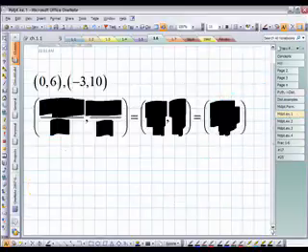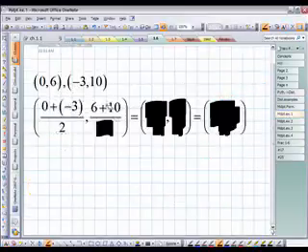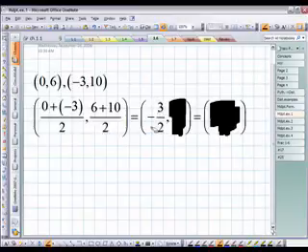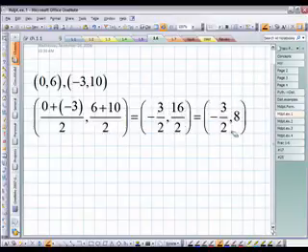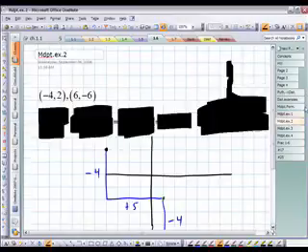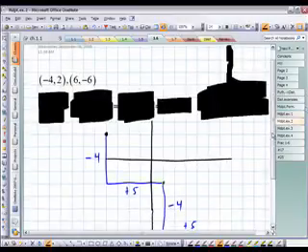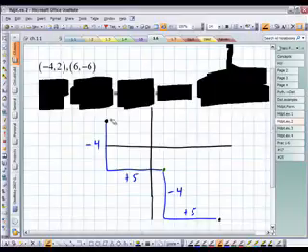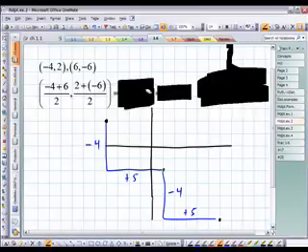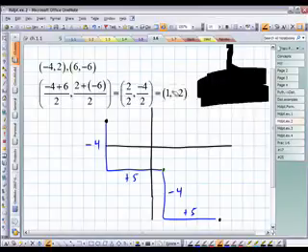Okay, so 0, negative 6, and negative 3, 10. Add the x's, divide by 2. Add the y's, divide by 2. Simplify it down to here. Negative 4, 2, 6, negative 6. Here's negative 4, 2 over here. 6, negative 6 is way down here. Add the x's, divide by 2. Add the y's, divide by 2. Simplify it, and you get down to 1, negative 2, which is here.